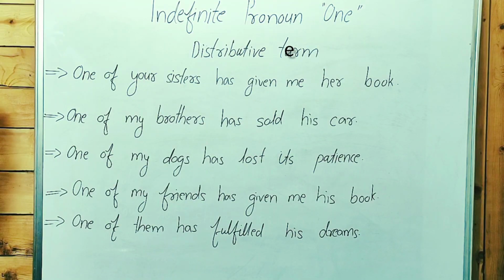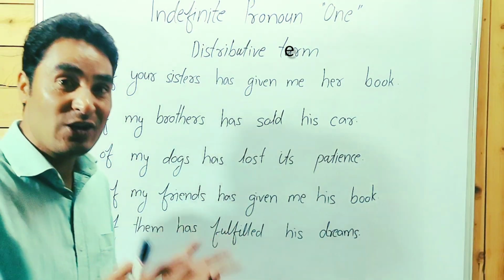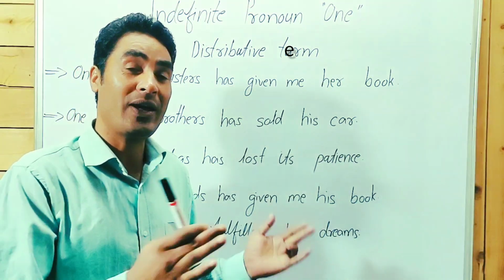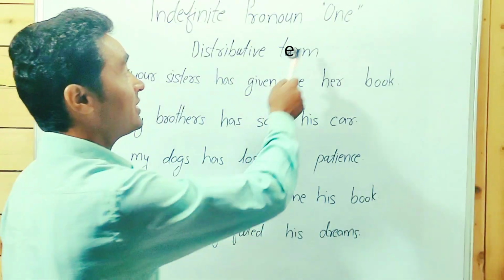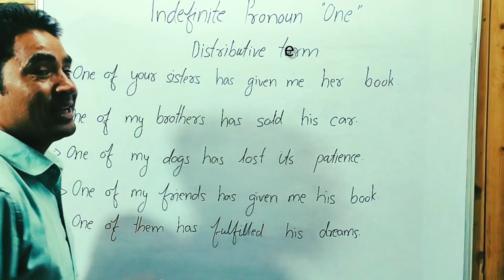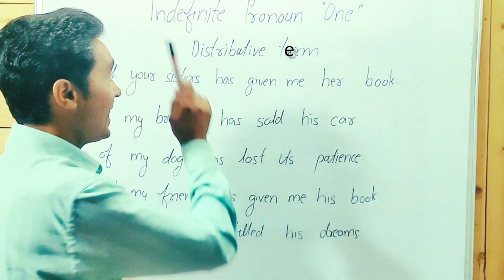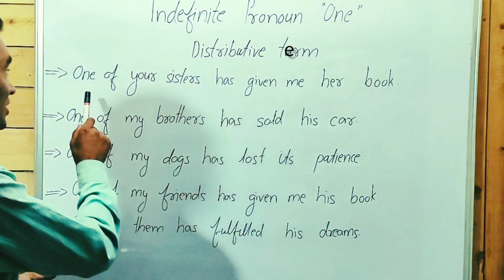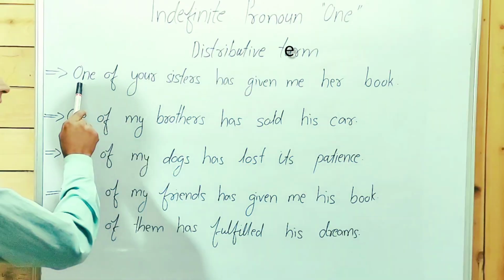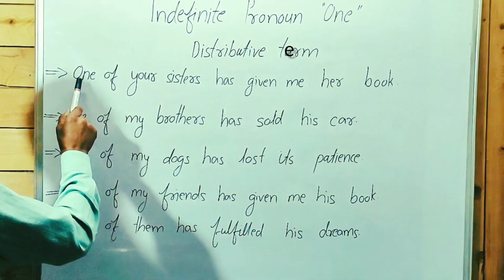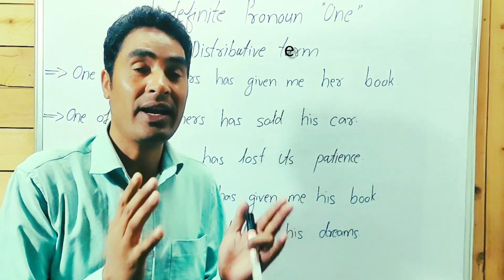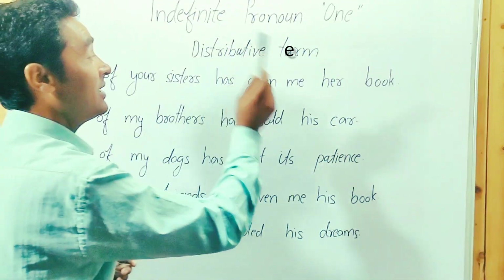Have a look at the word. Here are some examples. One can be used as a distributive pronoun. Guys, point to be noted, in the last slide we learned about uses of one as an indefinite pronoun. Now in this slide we are going to learn about one used as a distributive pronoun as well. One of your sisters has given me her book. We are talking about a sister. Suppose you have 5 sisters. I'm talking about one of your 5 sisters who has given me her book.